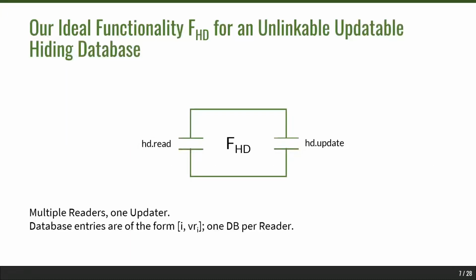So this is the ideal functionality for our hiding database. And the database supports two operations. The first is a read operation where a reader can read an entry in a database whilst proving to the updater that it is reading a valid entry. And during a read operation, both the position and the value of the data being read are hidden from the updater. In an update operation, an updater can update a reader's copy of its database without reading the contents of this database. And multiple readers can interact with this ideal functionality, but we have just one updater.